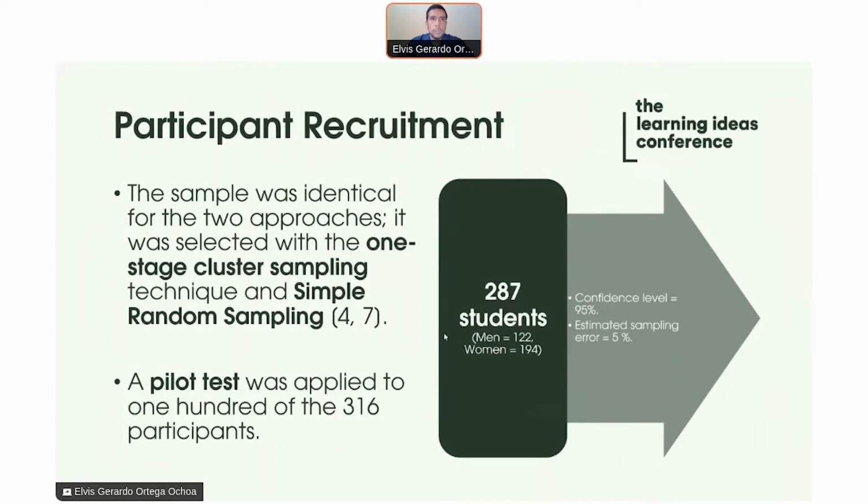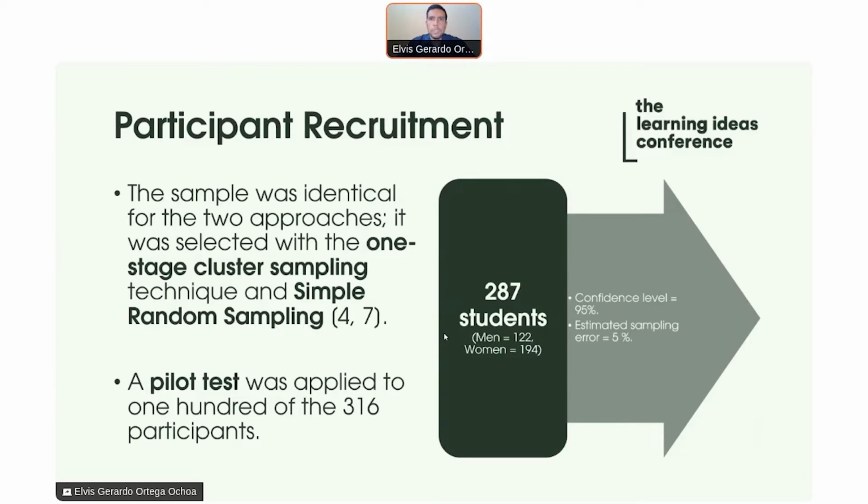It was selected with a one-stage cluster sampling technique since units of analysis were grouped in courses. A cluster equals 36. In this regard, the risk assumed was that students in the different clusters would also have different characteristics. The sample, with a 95% confidence level and an estimated sampling error of 5%, was 287 students. It is worth mentioning that the sample was increased by 10% to allow freedom in particular cases.